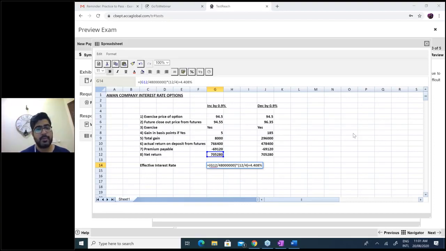Aman Patra, step 2 is future closeout price from futures. So from futures, step 4, you have the future closeout price. You can just copy paste it. 50 is the tick. The premium was in cents and currency. Here, there is no chance of cents. That's in percentage.